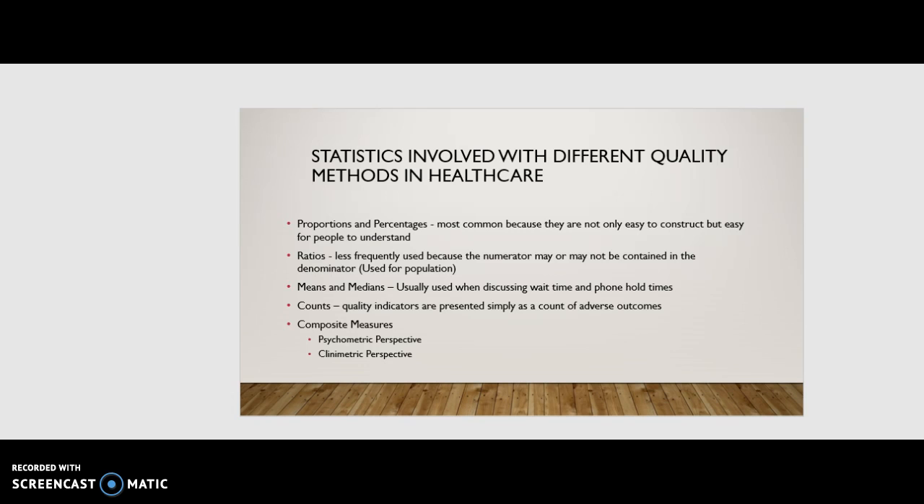Ratios are used less frequently because the numerator may or may not be contained in the denominator. The denominator is a proxy for the population. Means and medians would be used in this situation when discussing wait times and phone hold times. Counts could sometimes be presented simply as counts of adverse outcomes. Finally, composite measures are summary or roll-up measures that combine different measurements into a single one in order to report. Composite measures are either psychometric or clinimetric.